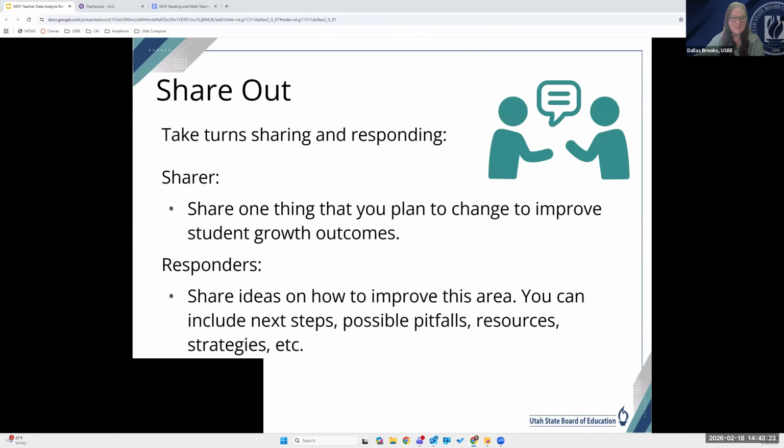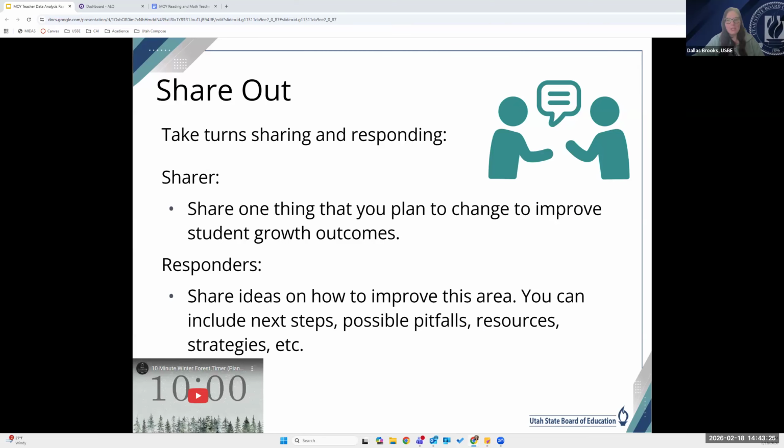and continue. So now we're just going to take some time to share out some of those decisions that we made with the instructional planning portion that we just did. So just think about something that you plan to change to help improve student outcomes, and then we can get feedback from the other people who are here in the breakout session with us. So do I have anyone who is brave enough to come off of mute and let us know what you were thinking through with that last slide? What are some things that you are going to change with your instruction, thinking ahead for end of year?